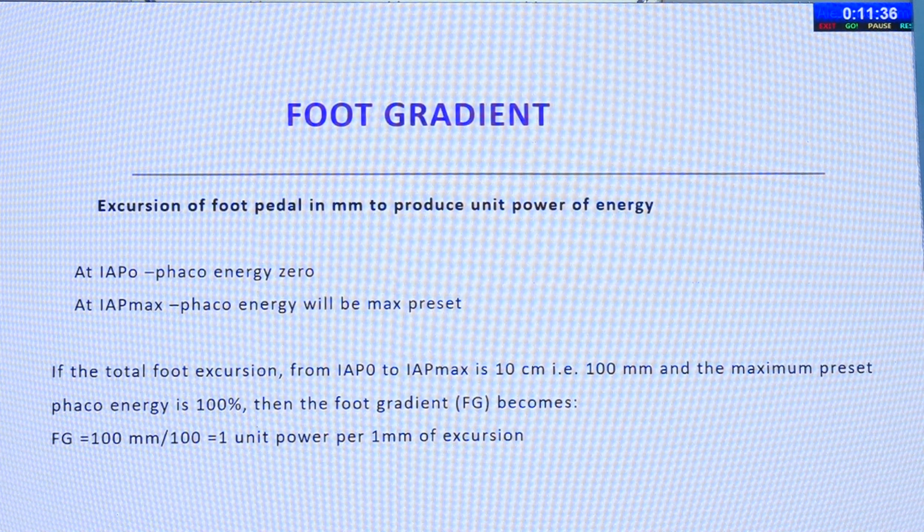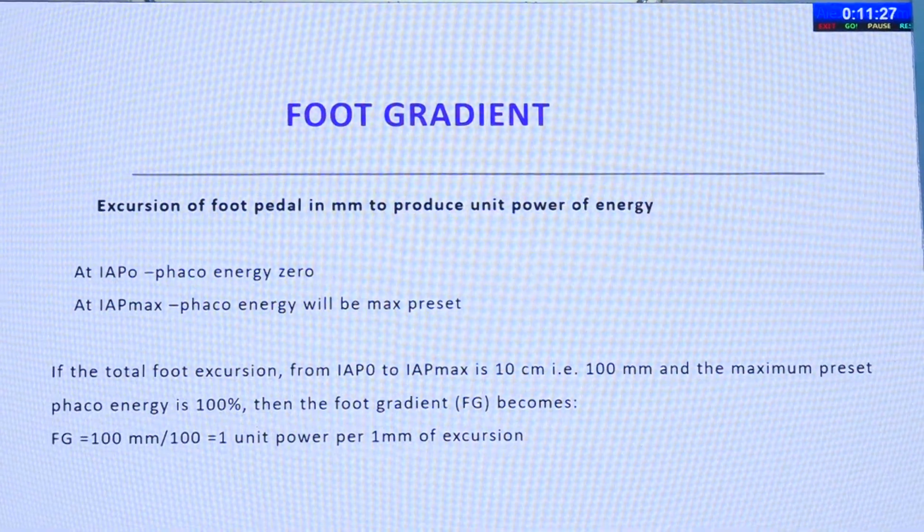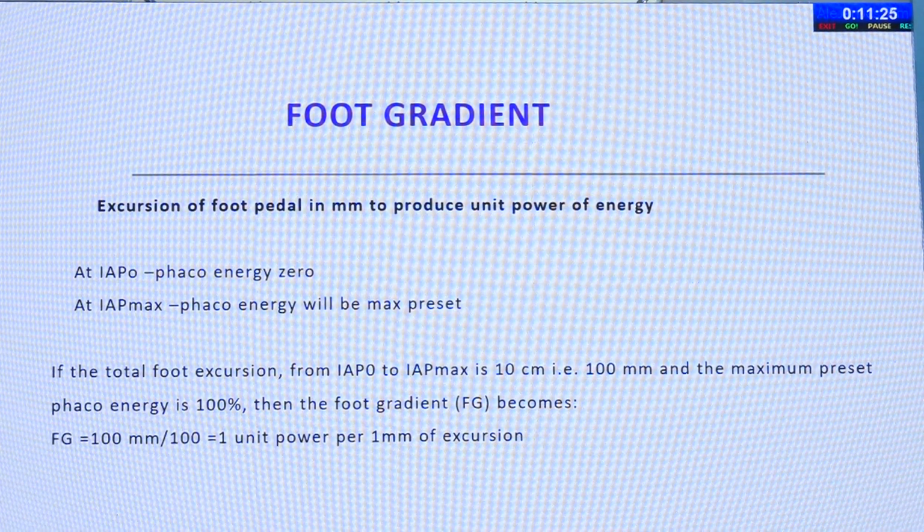Now we need to know how much power will be generated with every excursion of the foot pedal, that is, how much of the foot pedal you press and how much power will be generated. This actually depends on two things. How much is the distance? So suppose IAP 0 means the phaco energy is 0 and IAP max means the phaco energy is maximum.